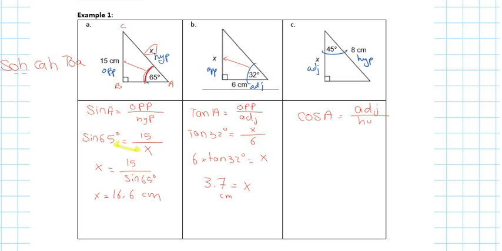Okay? What do I plug in for angle A? 40. Oh, sorry. 45. Yeah. And I don't know what the adjacent is. It's x over 8. Okay? Then what do I do? 8 times cos 45. Yeah. And what is that? 5.6 centimeter. And that is my final answer.